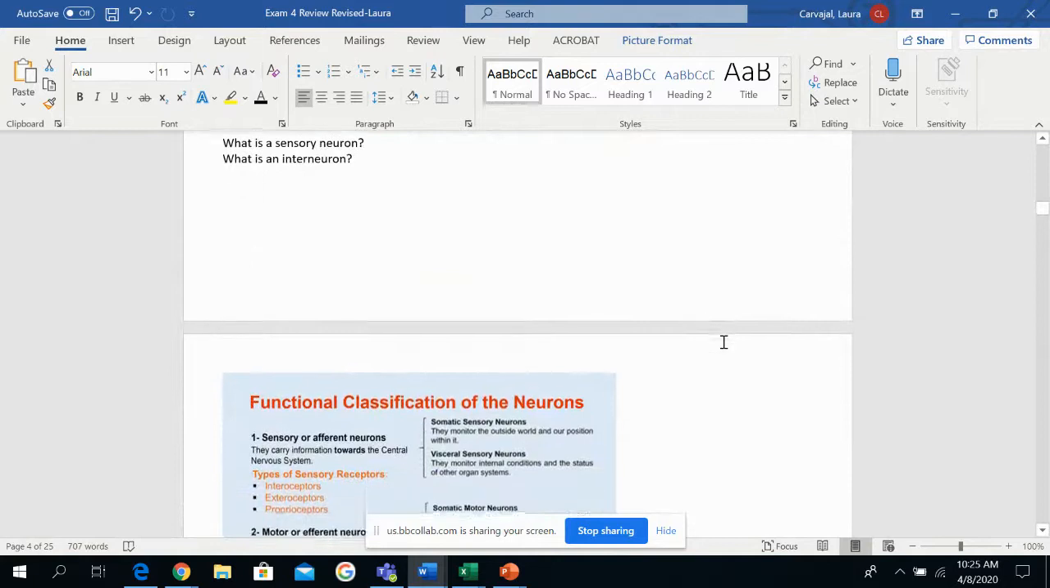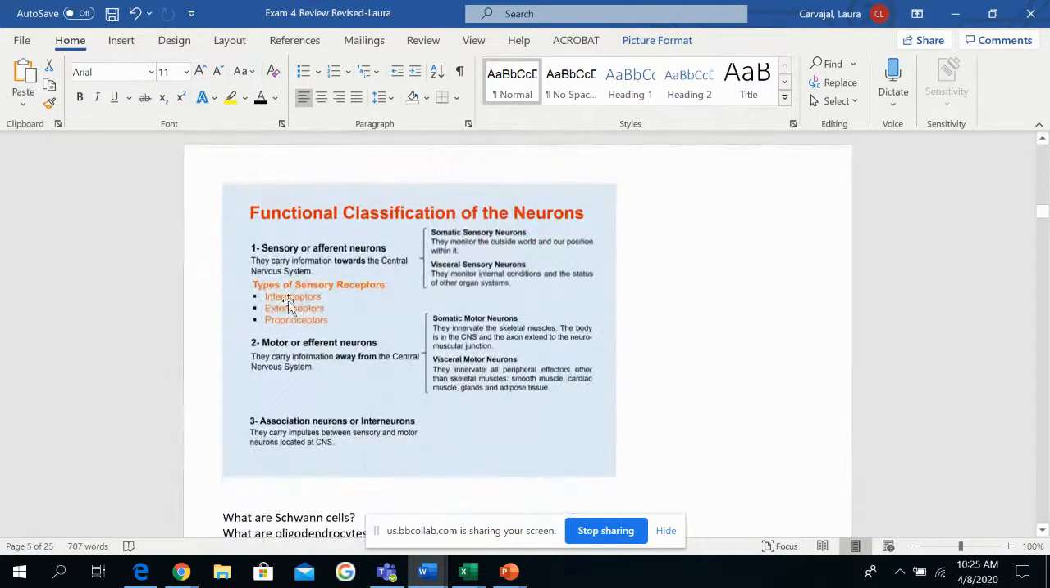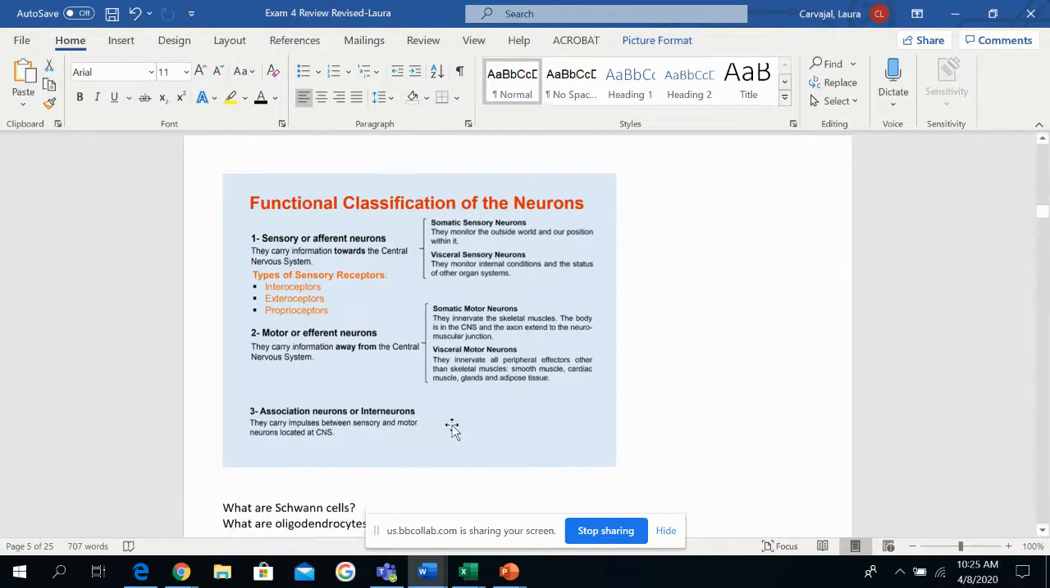What is a sensory neuron? What is an interneuron? So we have sensory or afferent neurons that carry information towards the central nervous system. And we have interneurons, which carry impulses between sensory and motor neurons. Basically, they are the in-between guys. They're the bridge between the two.